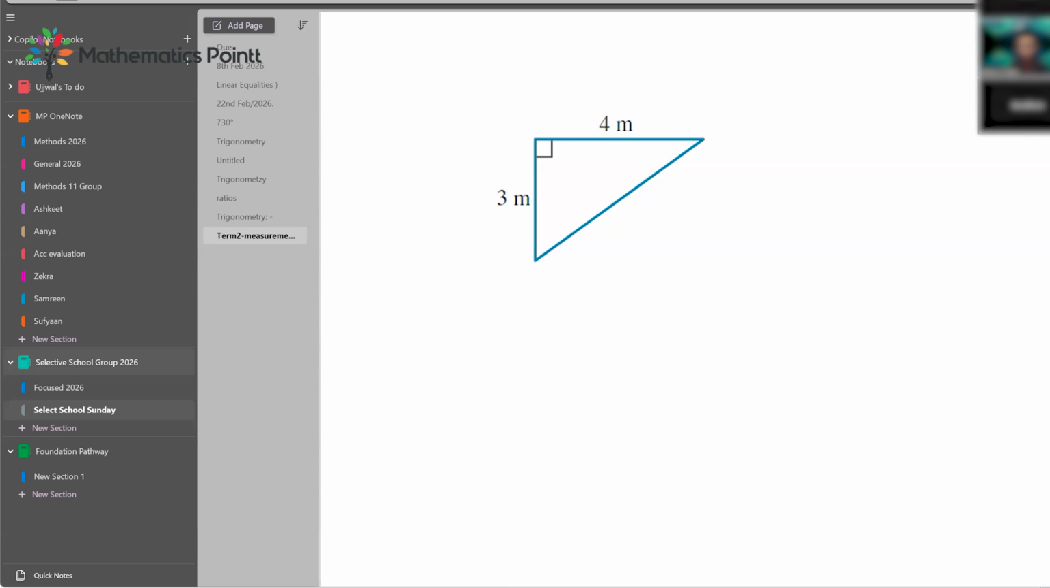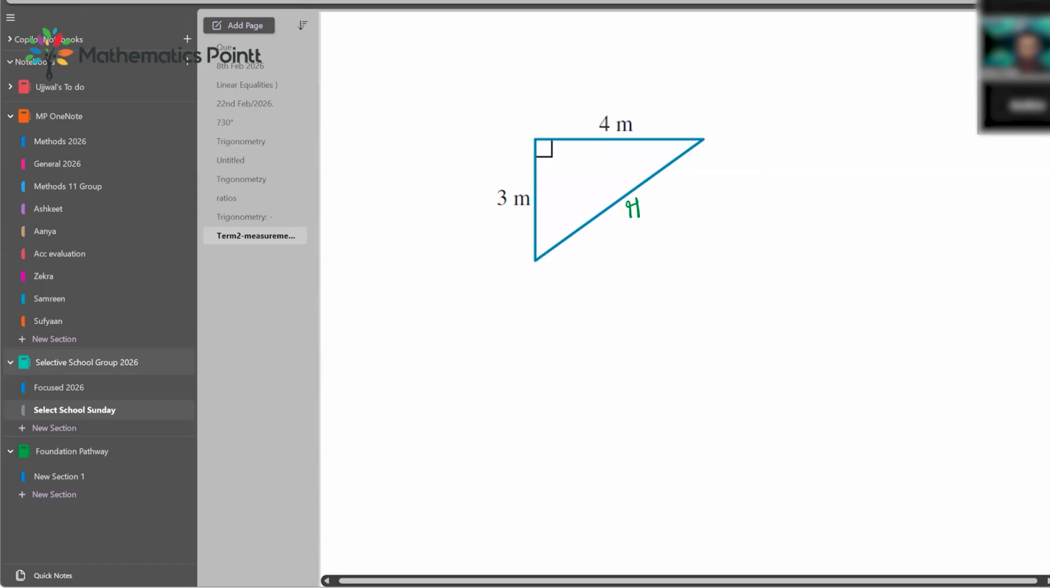Twelve. Yes, we're using Pythagoras theorem. Exactly right. We're using Pythagoras theorem here. It is 12 meters, the job. Now, I need to know the hypotenuse.